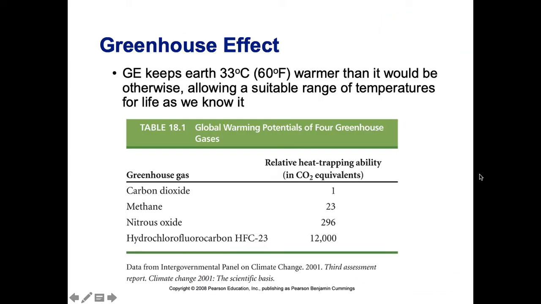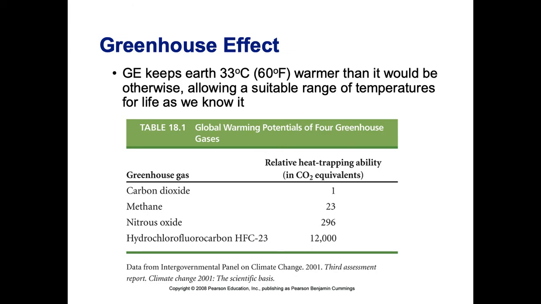So of course carbon dioxide isn't the only greenhouse gas. Greenhouse effect obviously is important. It keeps the Earth 33 degrees Celsius or 60 degrees Fahrenheit warmer than it would be otherwise. So without the greenhouse effect, the Earth would be really, really cold. And so 60 degrees cooler without any greenhouse gases would be dramatically different than today. So we want some greenhouse effect, but we're getting too many greenhouse gases at this point, making our climate warmer.